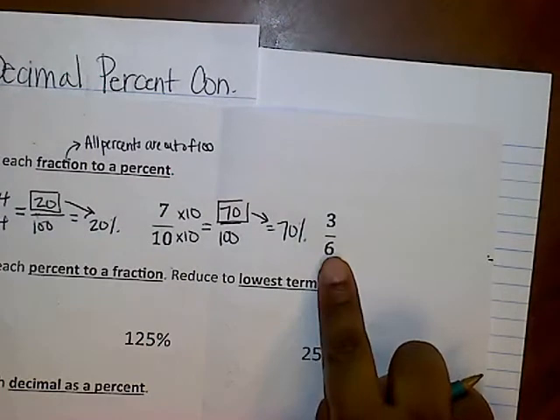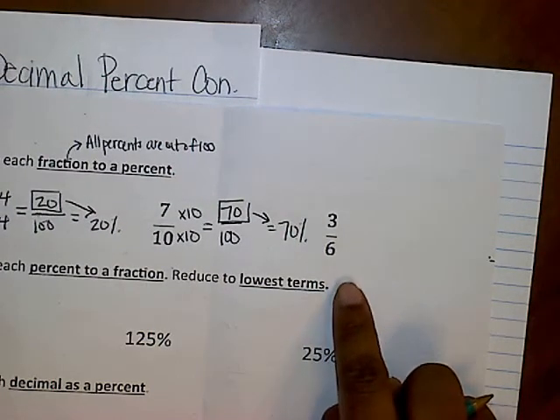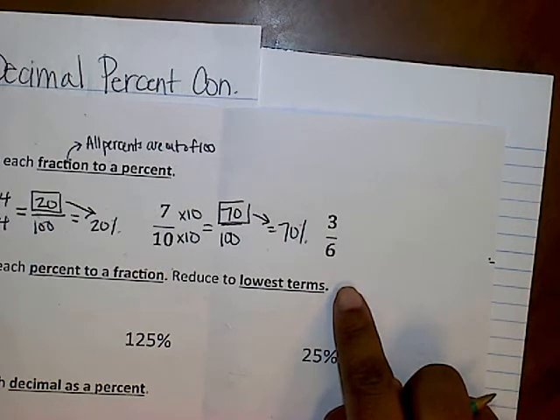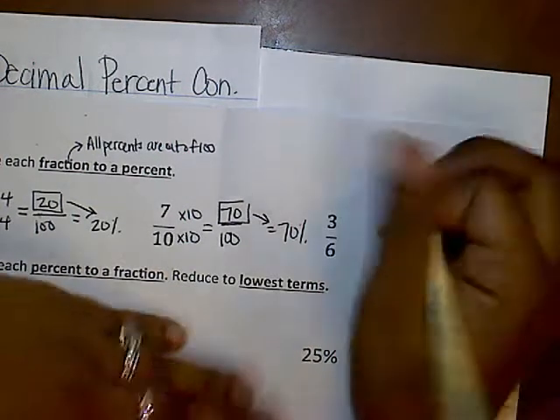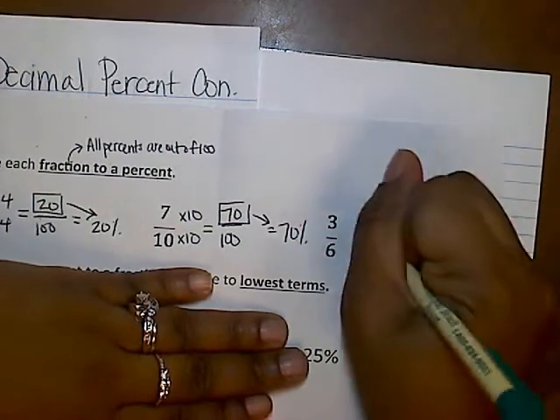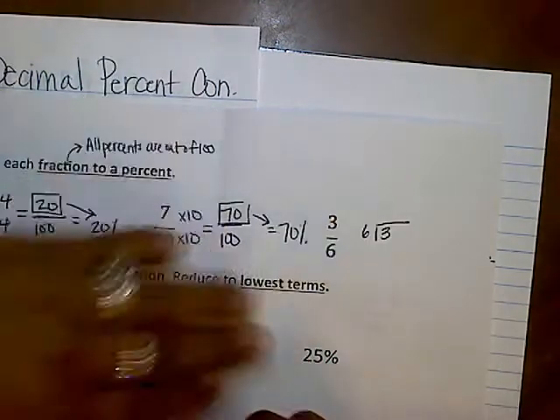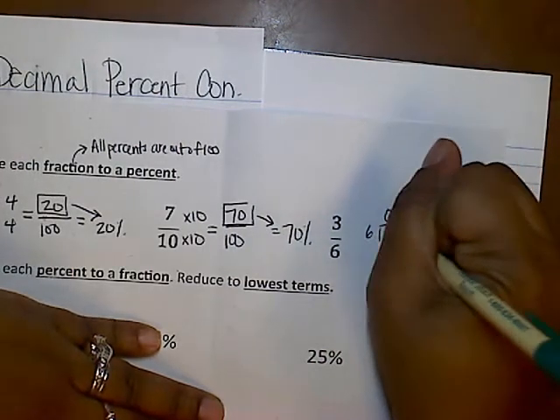3 over 6, so looking at 3 over 6, there's multiple ways we can do this. So 6 can't be turned to 100, so we could long divide. So we could do 3 divided by 6. And we know that 6 can't go into 3, so we have a 0, decimal point, and a 0.